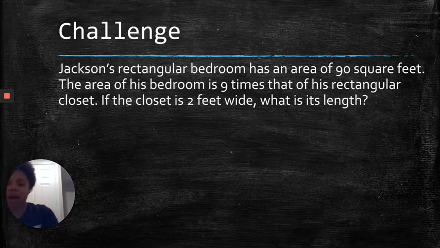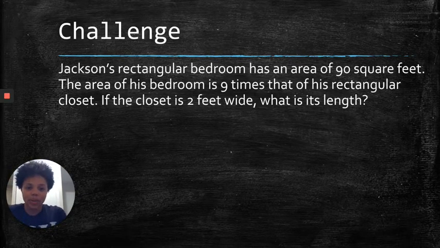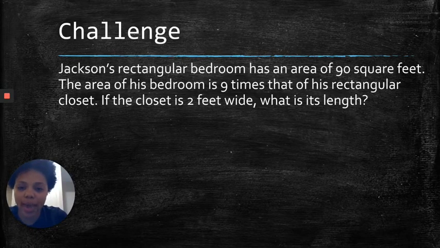I want you to think about how you can solve this problem. Think about what you know. Think about what you're trying to find out. Take a picture of your work and submit on Teams, or you can send me a text message with that work, and your work will be graded.